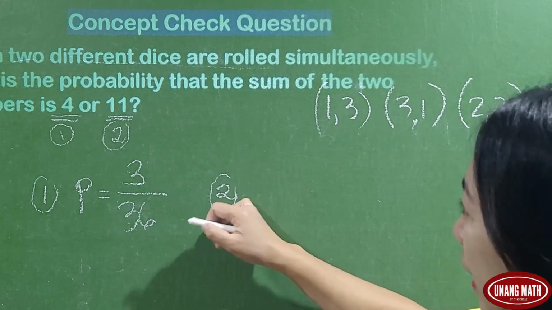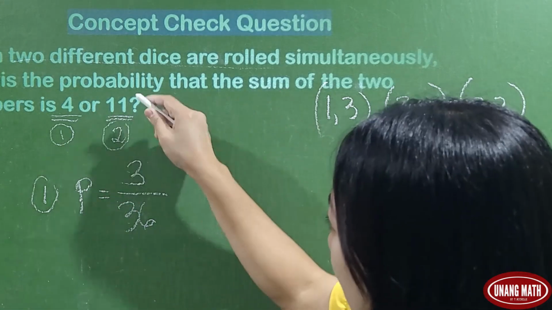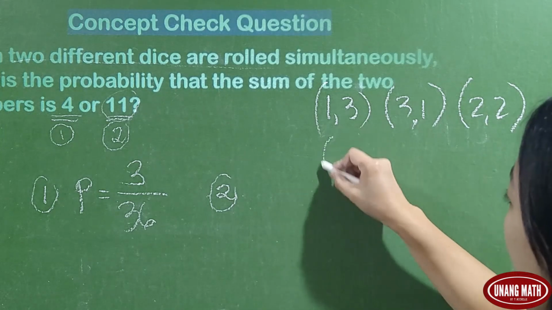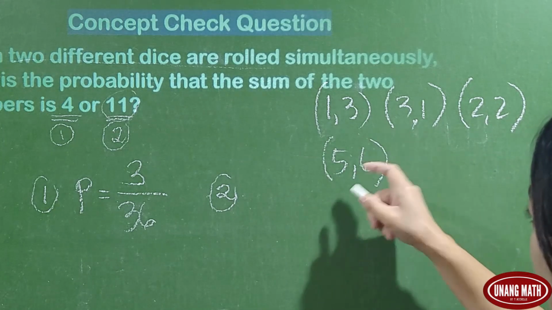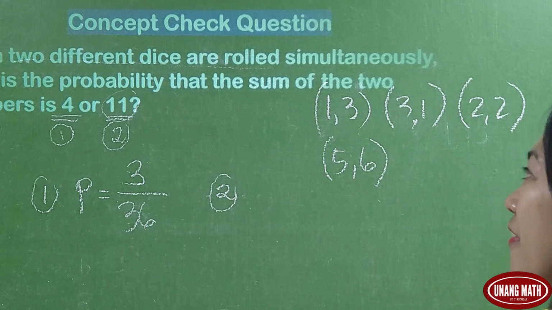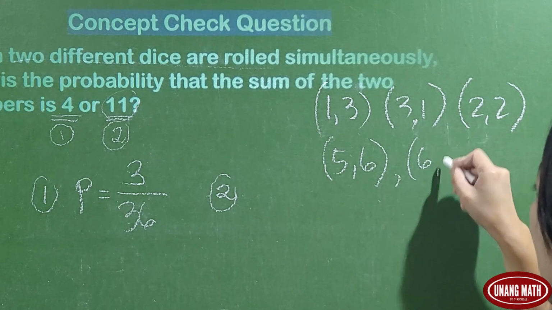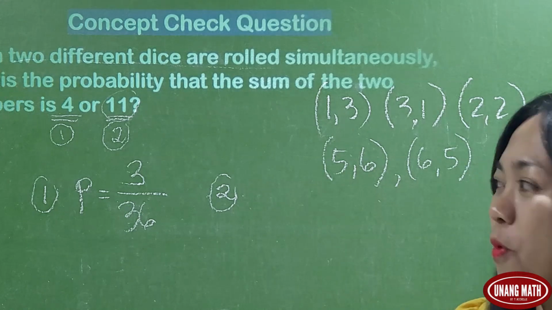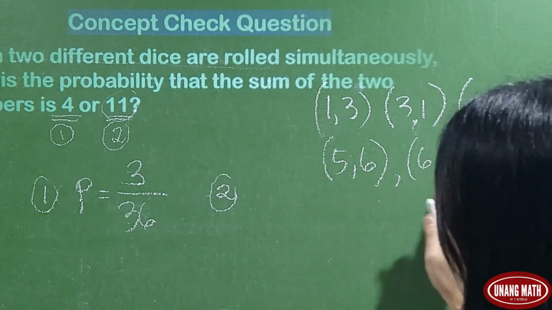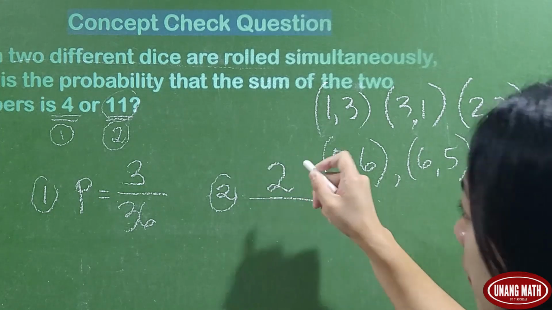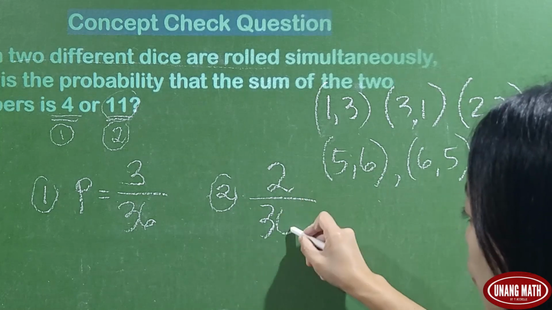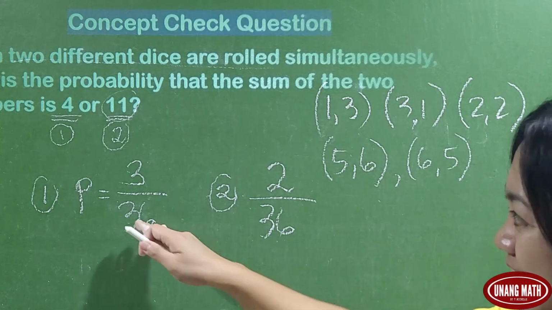What about the second one? The sum of the two numbers is 11. If it's 11, then we have 5 and 6 because 5 plus 6 is 11. Also 6 and 5. Other than these, no more. So we have two favorable outcomes. And for the total possible outcome, this is also 36, so it's just the same.